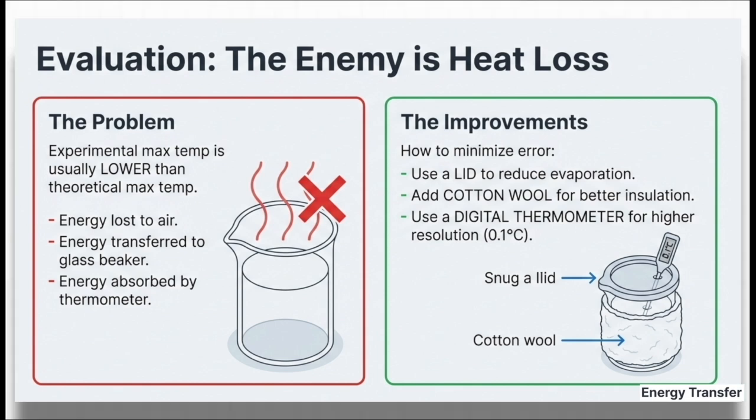And lucky for us, there are some really simple ways to do this. First, put a lid on the cup. Easy. Second, you can pop that cup inside a bigger beaker and stuff the gap with cotton wool for some extra insulation. And finally, the golden rule of science. Repeat it. Do the experiment at least 3 times and calculate an average, making sure to ignore any weird anomalous results. All of these steps will make your results so much more accurate and reliable.